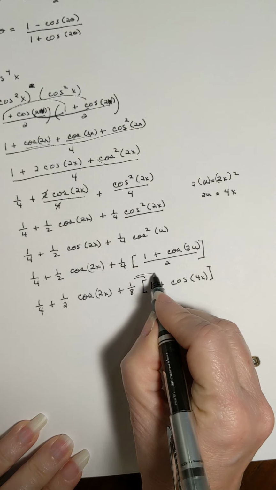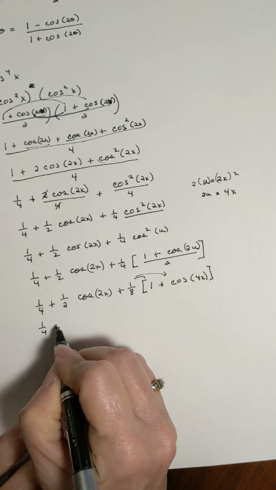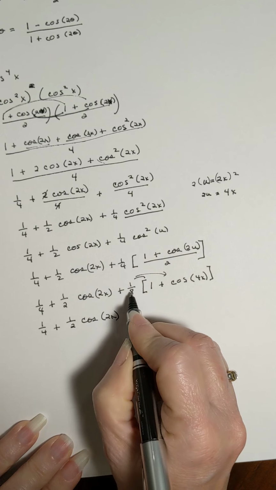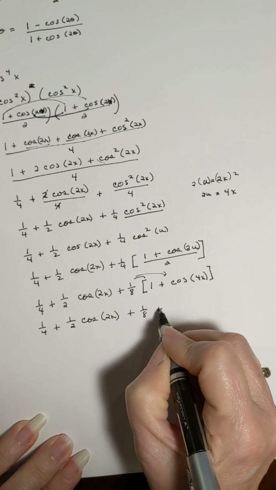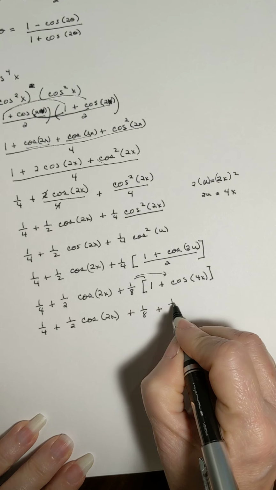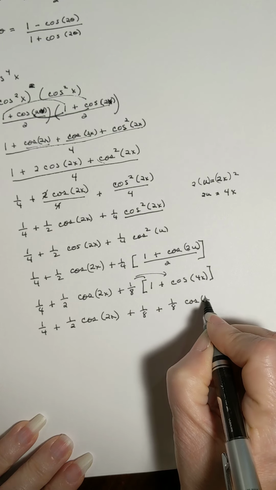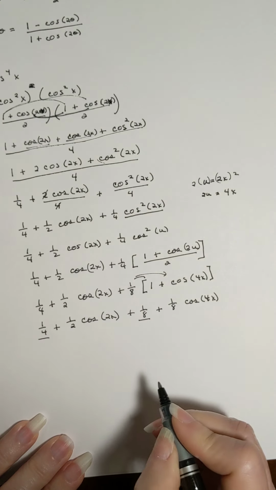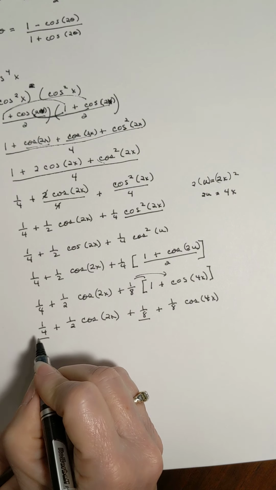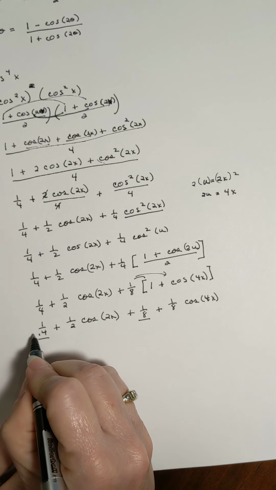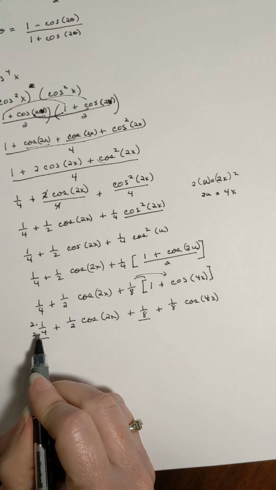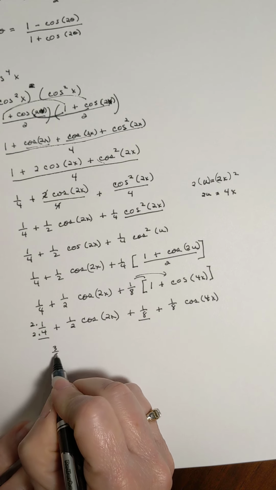So now I'm going to distribute the 1/8 to have 1/4 plus 1/2 cosine of 2x plus 1/8 times 1 is 1/8 plus 1/8 times cosine of 4x is 1/8 cosine of 4x. And now I can combine my 1/4 with my 1/8. My common denominator is 8. So to make the 4 into an 8, I need to multiply it by 2. So whatever I do to the denominator, I have to do to the numerator. So multiply numerator and denominator by 2. So this gives me 2/8 plus 1/8 gives me 3/8.